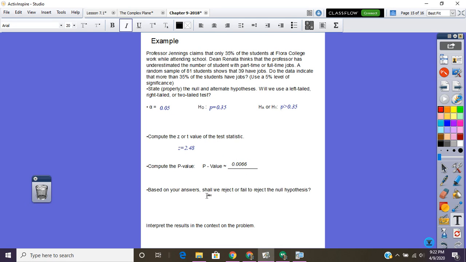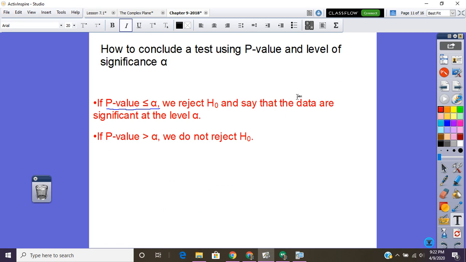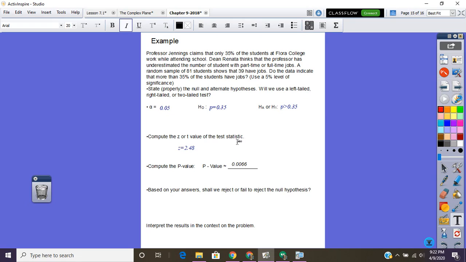Now, based on our answers, are we going to reject or fail to reject the null hypothesis? Well, let's go back here and see what happens. If our p-value is less than our level of significance, we reject it. If it's greater than, we do not reject it. So let's bounce up here. Is our p-value less than our level of significance? So is 0.0066 less than 0.05? Yes. So we are going to reject the null hypothesis.